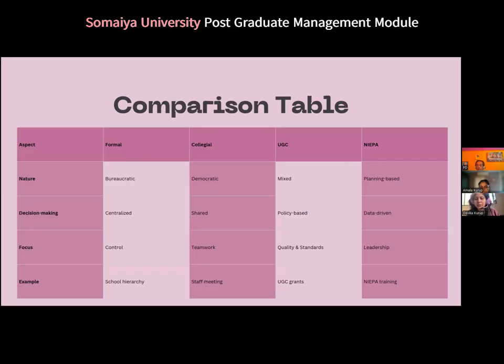The focus: the formal one would be control, the collegial one teamwork, the UGC one quality and standards, and the NIEPA leadership. The examples: for formal, school hierarchy; for collegial, staff meetings; for UGC, UGC grants; and for NIEPA, NIEPA training.